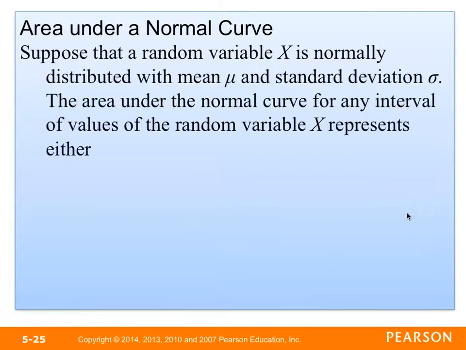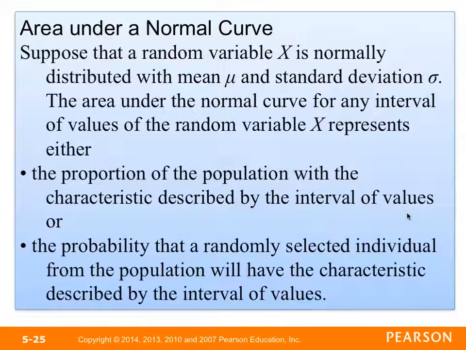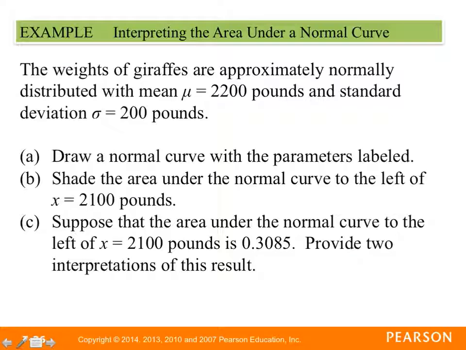Okay, so area under a normal curve. Let's suppose that a random variable x is normally distributed with mean mu and standard deviation sigma. The area under the normal curve for any interval of the values of the random variable x represents either the proportion of the population with the characteristic described by the interval of values, or the probability that a randomly selected individual from the population will have the characteristic described by the interval of values. So this is just useful in interpretations.